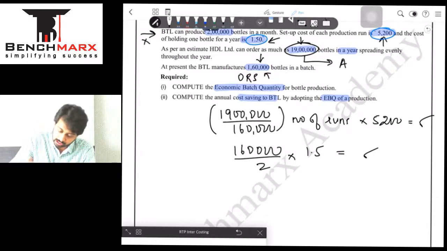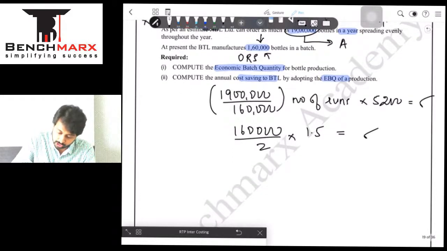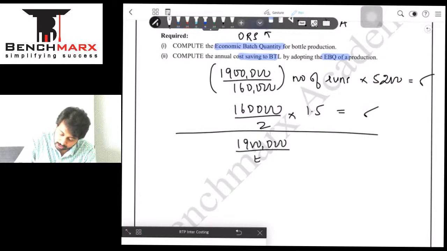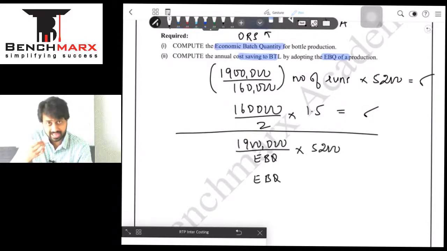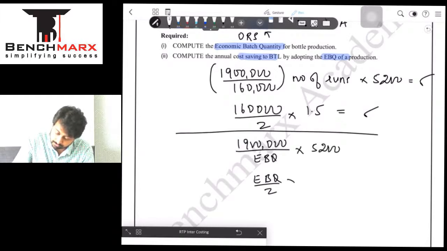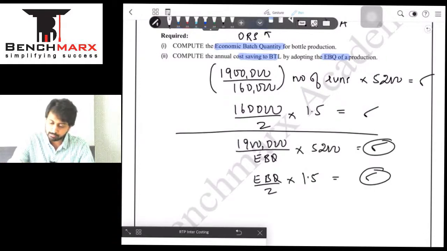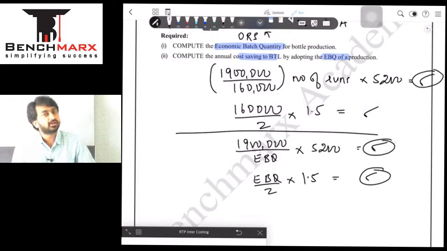Similarly, in the other part, what will come? If I decide to go for EOQ, then the same 19 lakhs will be divided by the EOQ quantity, that is EBQ quantity, and that into 5,200 is my setup cost, and the same EBQ quantity upon 2 is average stock into 1.5. This will give me my cost of inventory holding. This plus this is the cost at ORS or EBQ, and compare it to this with this, the balancing figure is going to be my cost savings. Exactly same like my EOQ concept.